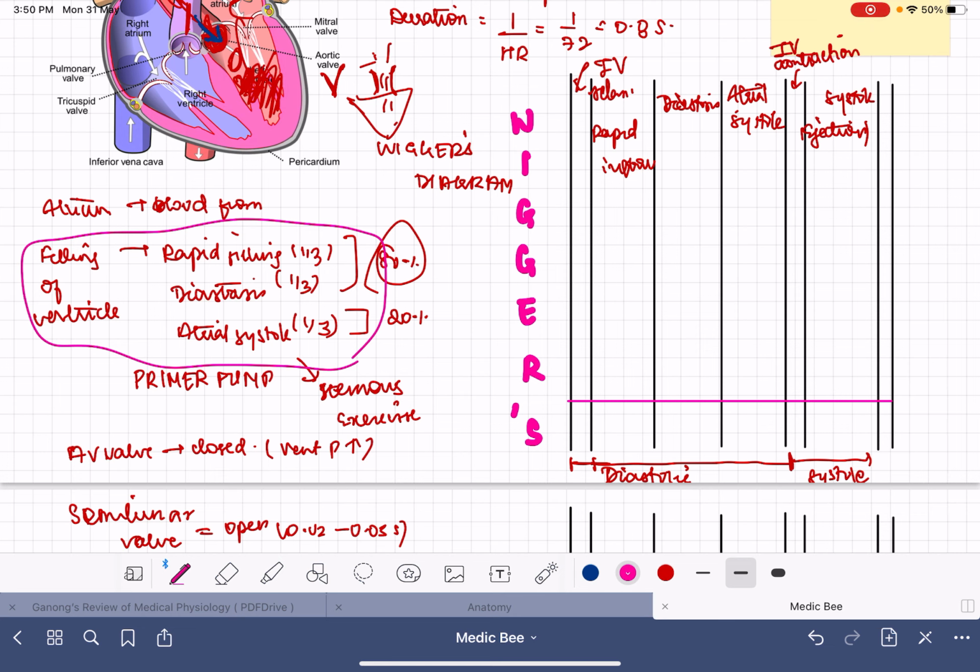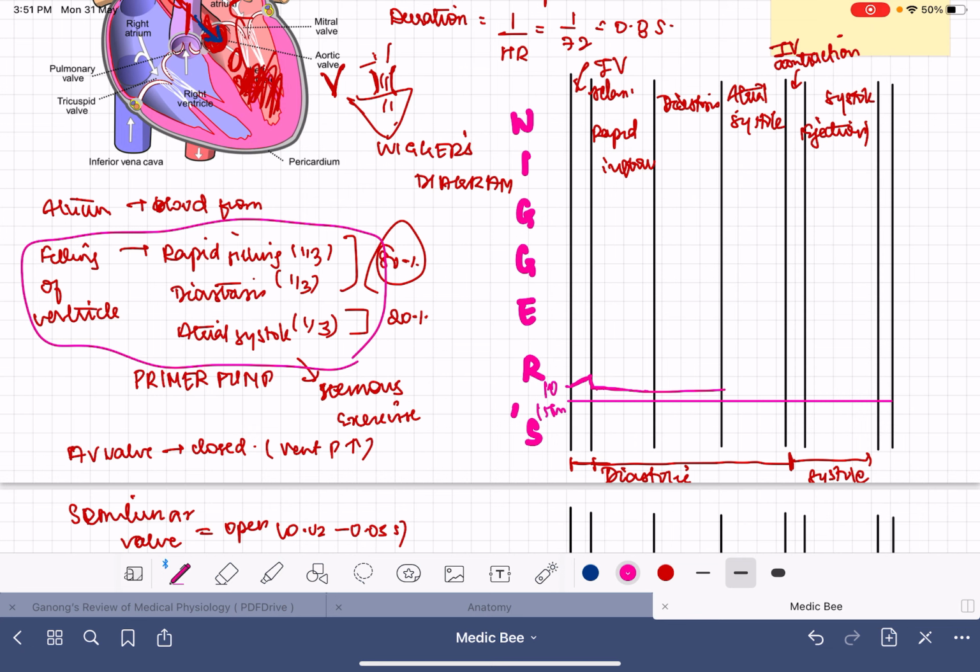But after that, as the rapid inflow happens and blood accumulates, the pressure will be a little above 0. It will be around some 10 or 15 millimeters of mercury in the atria. And after that, as the blood begins to fall into the ventricles, the value will approach 0. Until the atrial systole happens, the pressure in the atrium will be 0 only.